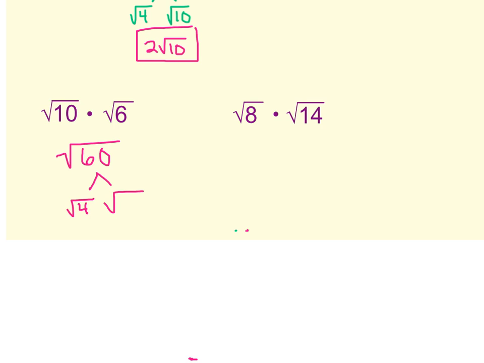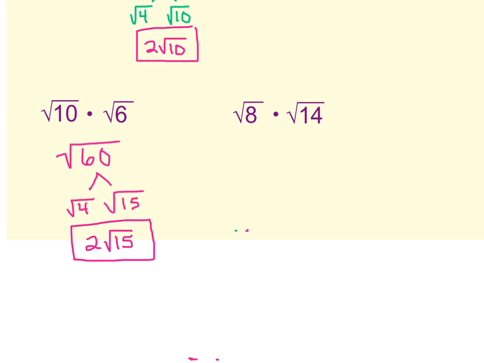4 fits in, and again, how do you know that 4 is the biggest number? Look at how many times 4 fits into 60. It fits in 15 times. Do any perfect squares fit into 15? No, they do not. So our final answer is the square root of 4 becomes a 2. And the 15 stays, so you have 2 square roots of 15.